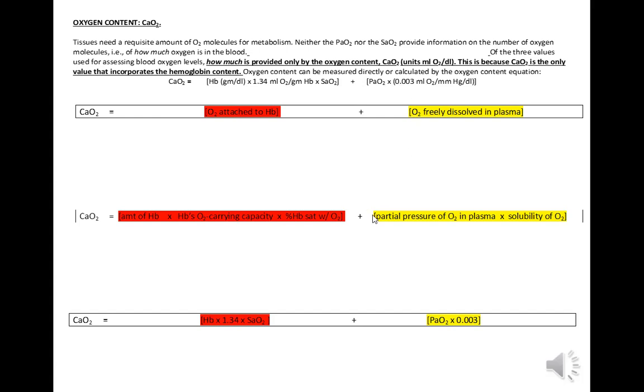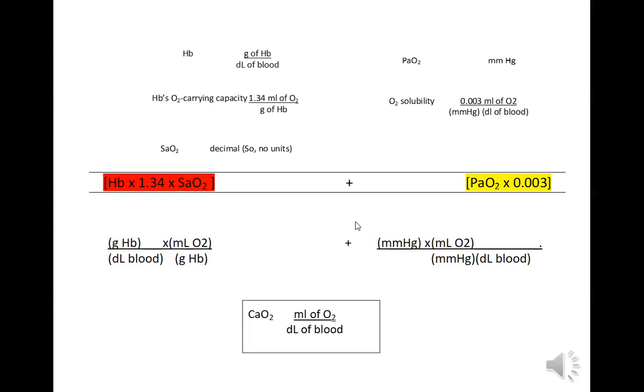Okay, so that's the equation. Again, anybody have a calculator handy? We could do one of these and I'll do it for you so you have it on recording. Again, CaO2, the units are really important: milliliters of oxygen per deciliter of blood. Please remember that. Okay, a couple of things you have to memorize.